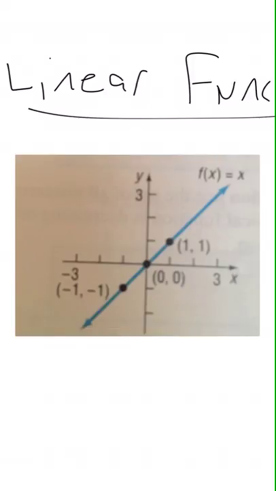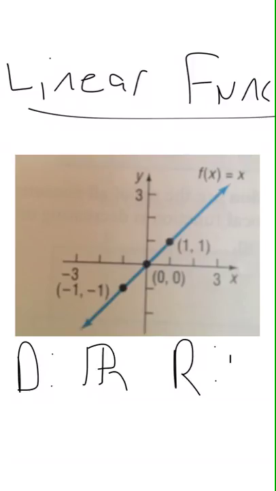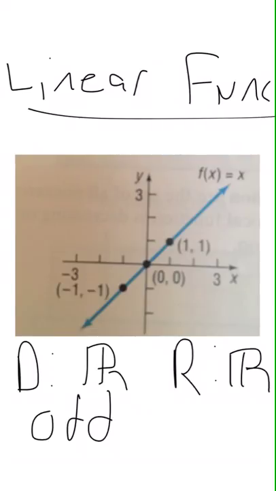Alright, the first thing we'll go over is what we call the parent linear function. Your book refers to it as the identity function. It's given by the equation f of x is equal to x, and the domain is all real numbers. Likewise for the range, it's all real numbers. If you notice, it's symmetric about the origin, so the parent linear function is odd. Also, it bisects the first and third quadrants.